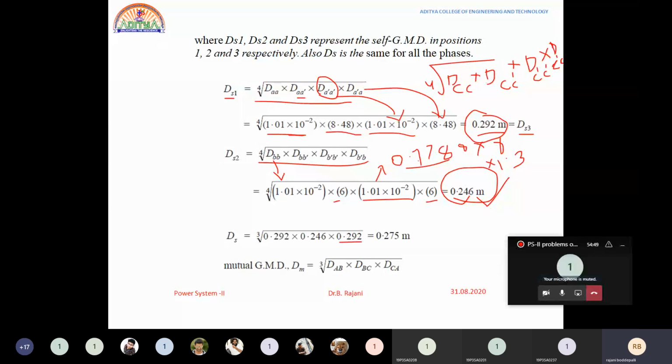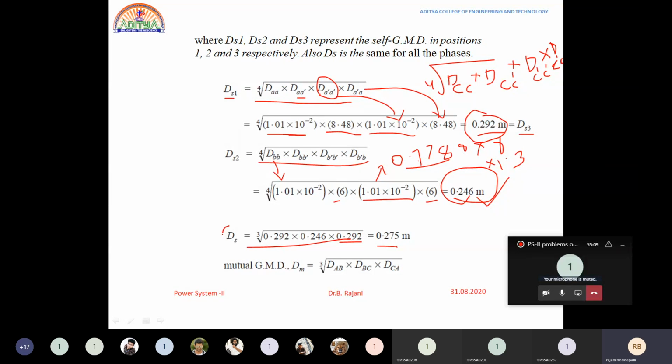DS2 is this one. So you have to multiply all the three, with the cube root. Here we are having 3 DS combinations, as it is a double circuit, 3 phase line. So 3 combinations, so cube root. That gives 0.275 meters. This is how you need to find the self GMD.